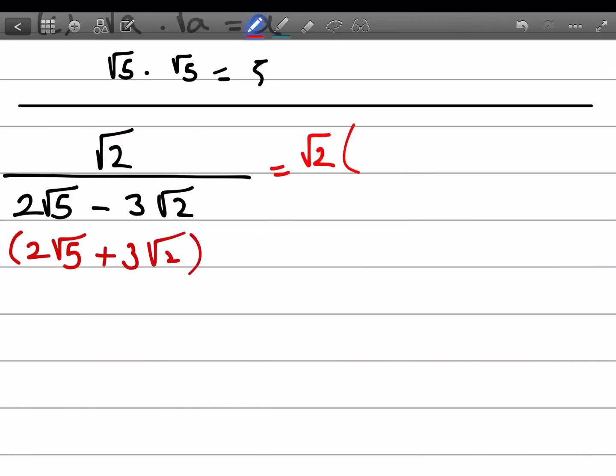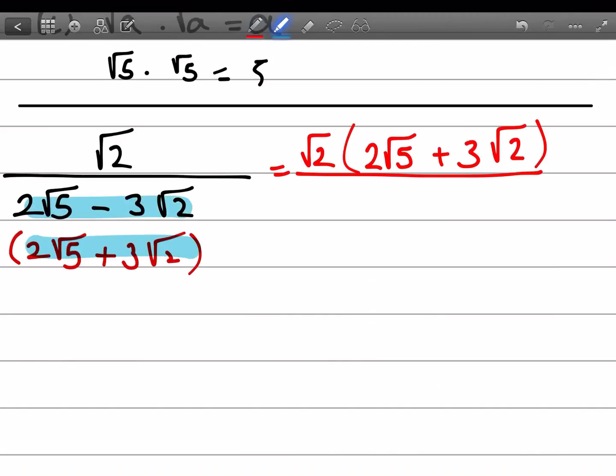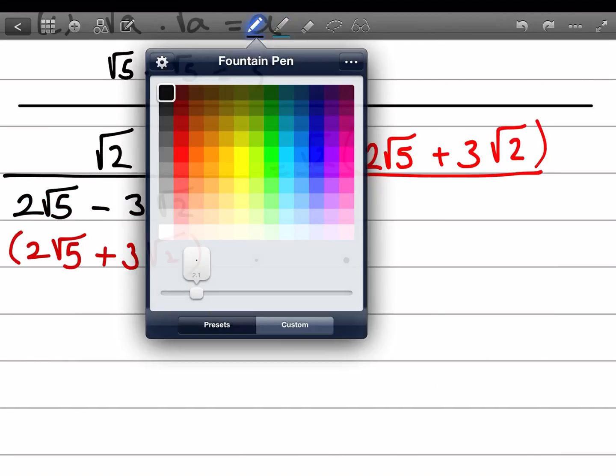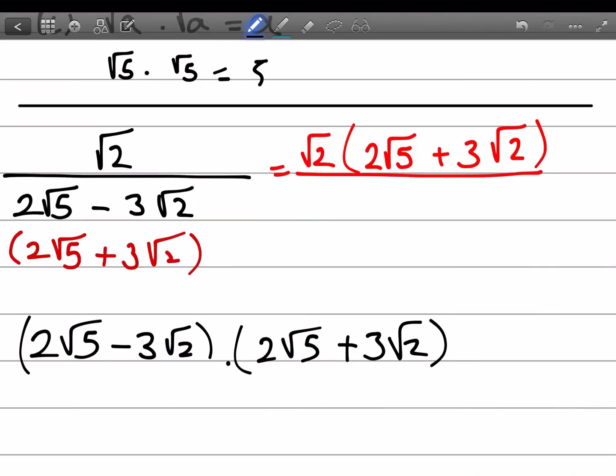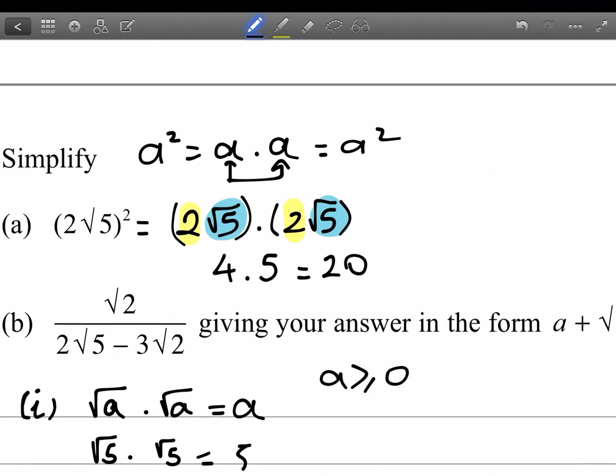Root 2 times (2 times root 5 plus 3 times root 2) over the multiplication of these two terms. How can we do this? We can write both of them here and multiply 2 times root 5 plus 3 times root 2. That's really easy. First term with the first term, we got 20, as we did here. Check.